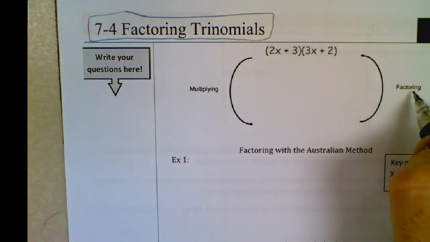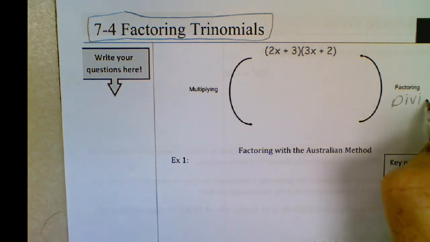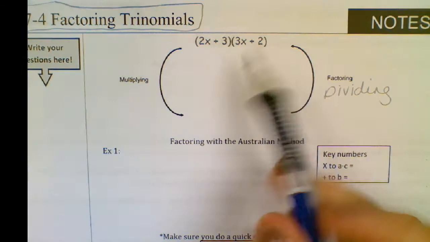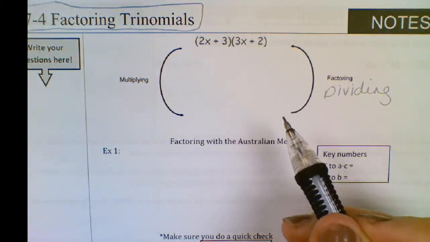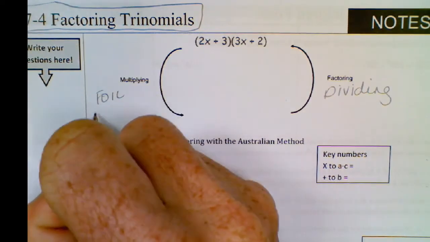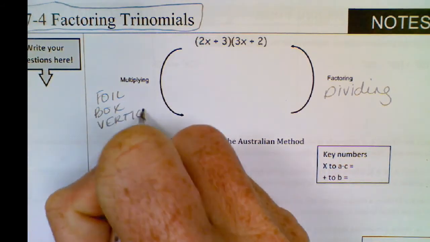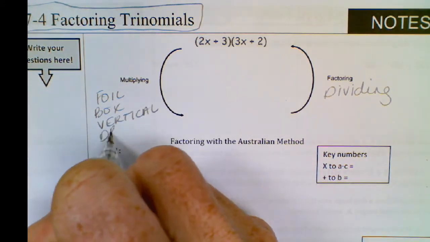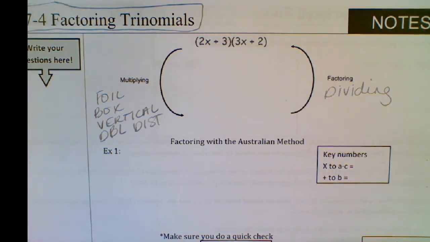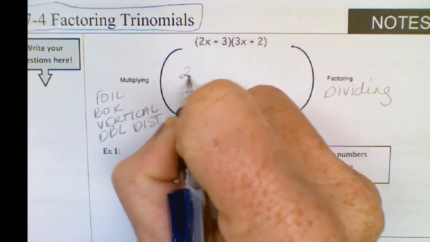So really factoring is just the opposite of multiplying. Another word that we use for factoring, which we found out from the last section, is dividing. Let's do some practice for multiplying, and we can use any of the methods that you learned. You can use FOIL, box, vertical, double distributive, any of those. Just because I don't use it very often, let's go ahead and use double distributive.